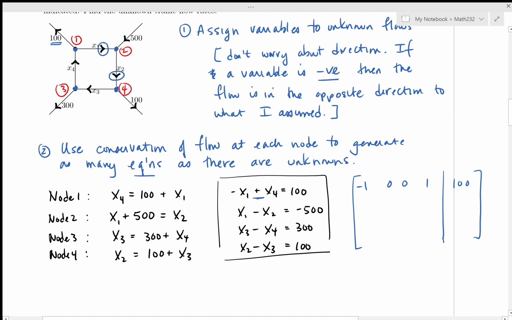Okay, similarly for the next equation, it'll be 1, minus 1, 0, 0. So that's x1 minus x2, plus 0 x3, plus 0 x4. There's no x3 or x4 here. Okay, so that's how I get that one there. So I do that for all four of these. That, of course, is going to be here, minus 500. And I do the next one, 0, 0, 1, minus 1. This right here is your x3 minus x4. And I get a constant here, 300. And then the last one is this.